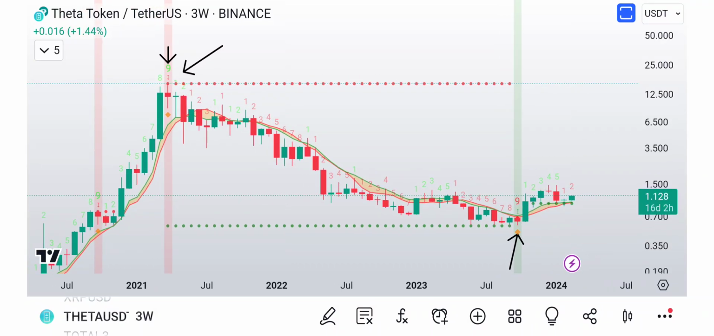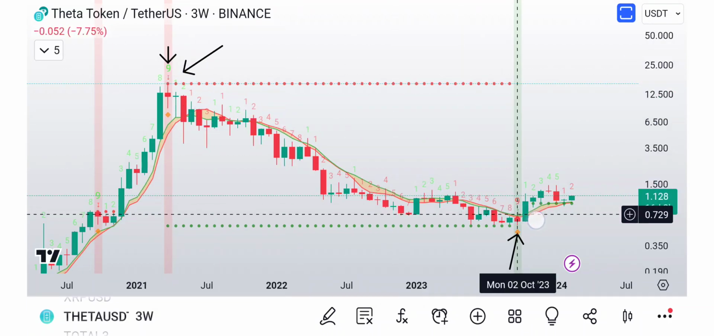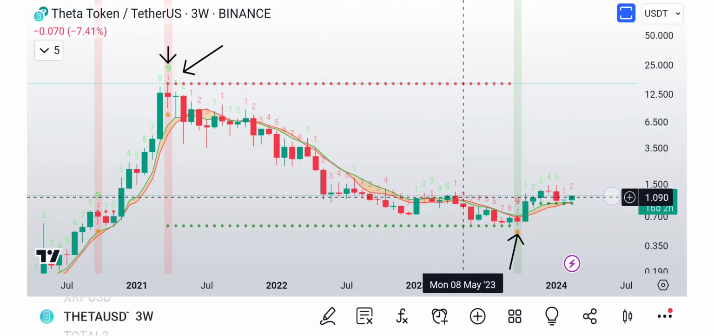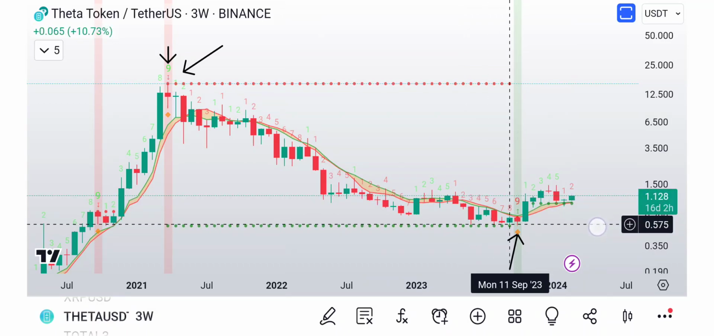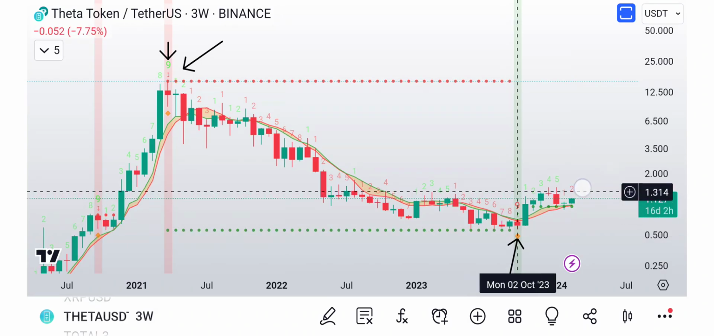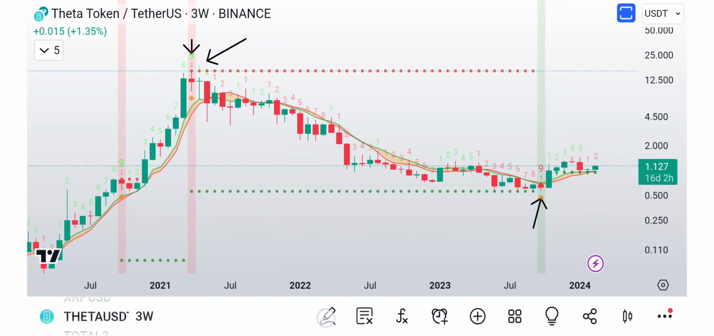Actually, the TD sequential called it perfectly. Not only the top, but it called the bottom as well. Not only that it called the top, but we also landed right on these green dots. And there was a comment yesterday that said, no, the green dots are there after the price comes. And no, that's not true. That's not true at all. I can prove that easily.